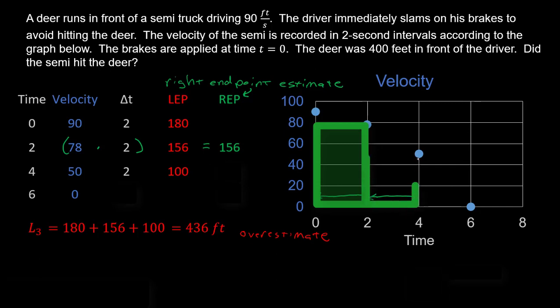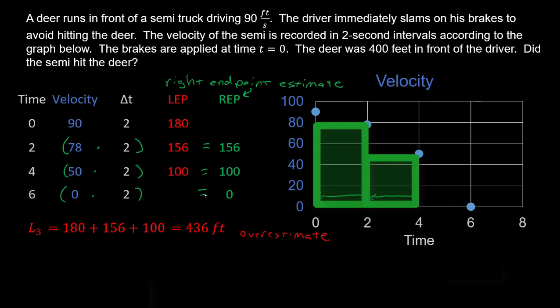And for our next interval here, between 2 and 4, again we're going to use the right endpoint that we have here, which in this case is 50. So we got 50 times 2, which we found earlier, is equal to 100 for the area of this other rectangle. And finally our last rectangle is going to have a height of 0. So we're going to have 0 times 2 as the area, which of course is just going to be 0.